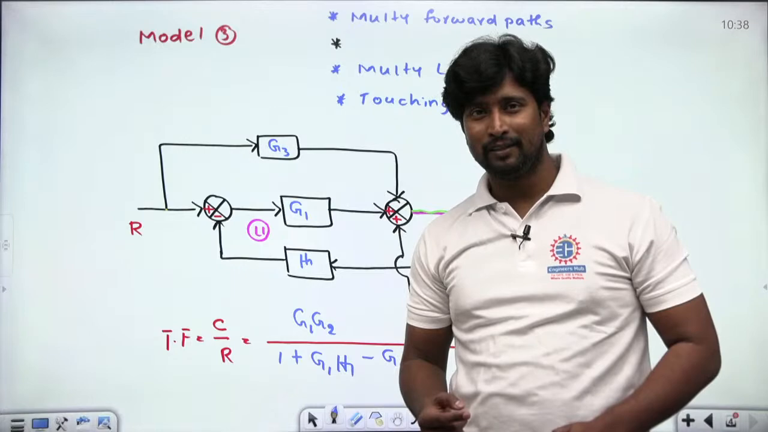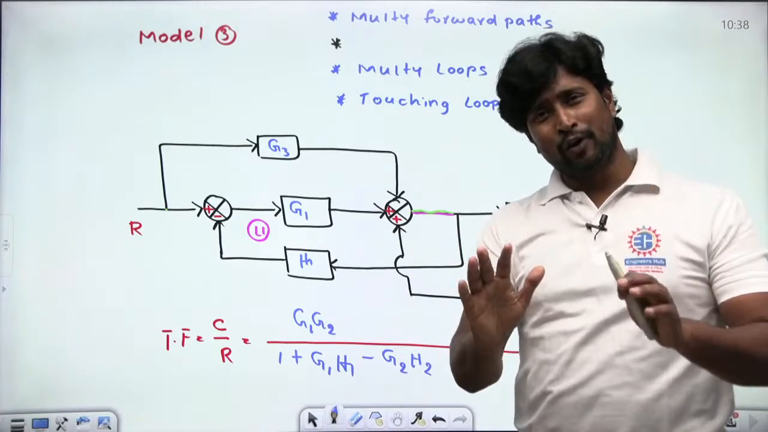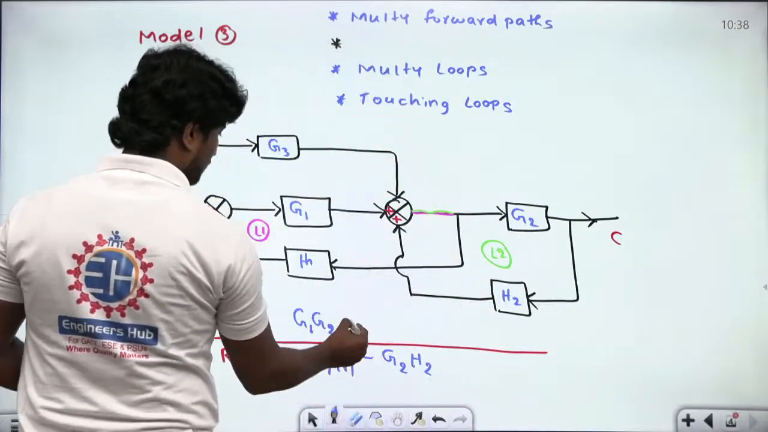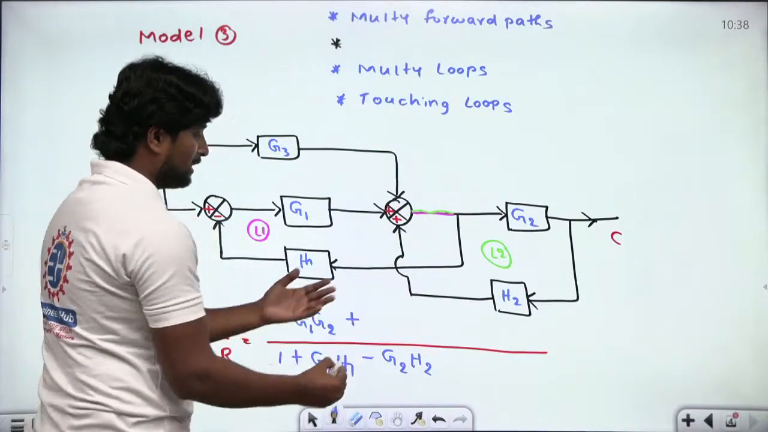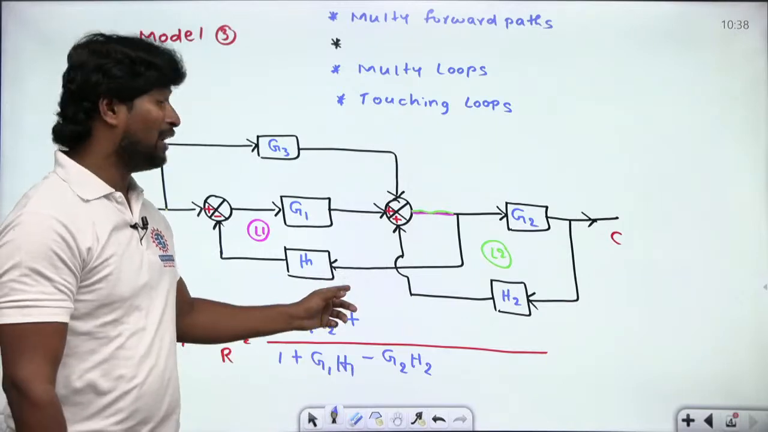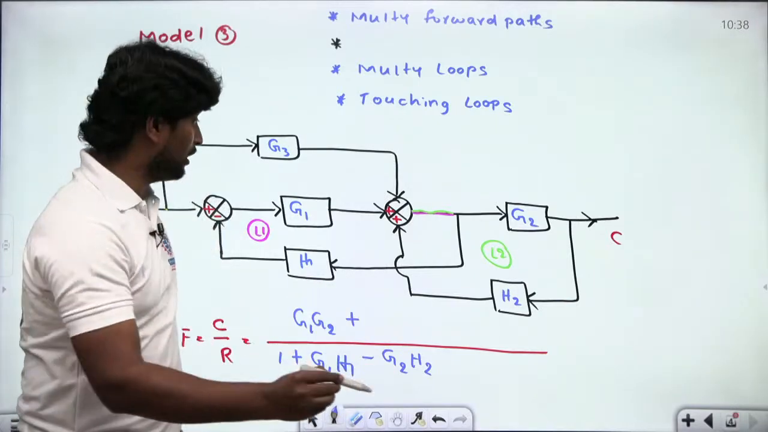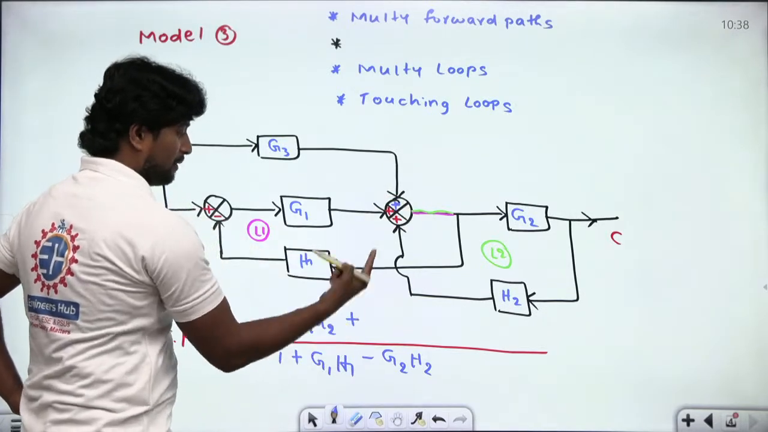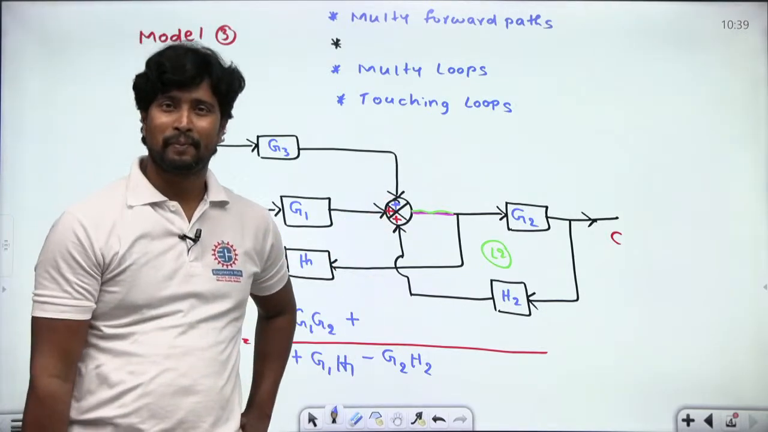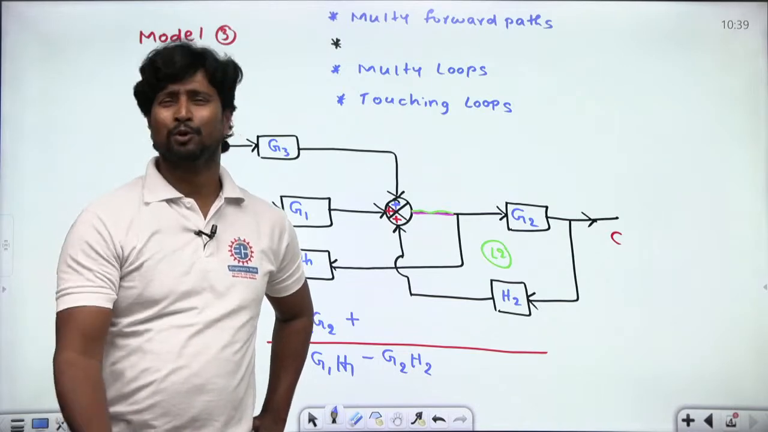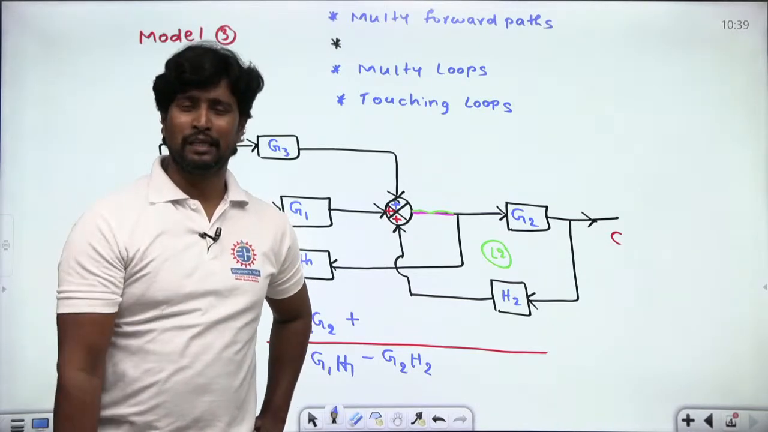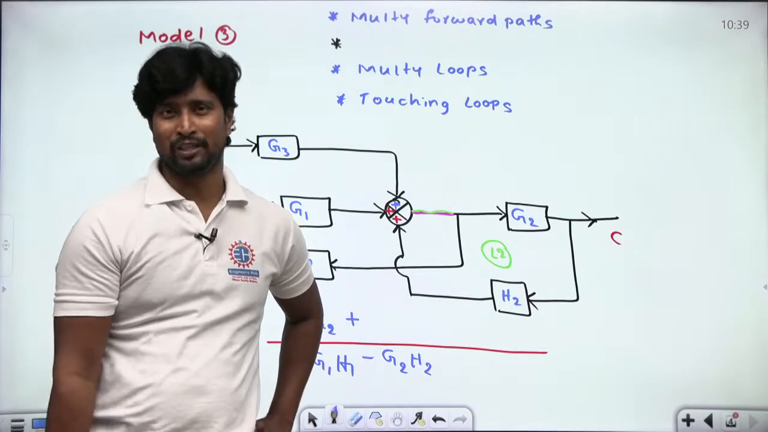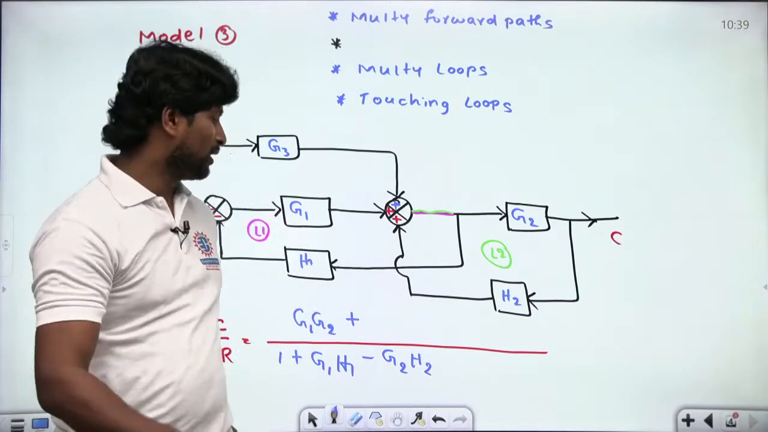Got the clarity or not? Luckily, here the forward path is touching all the loops, so no need for the extra term. And plus the second forward path. Sir, is it always plus or minus? Guys, listen carefully. If it is a plus, it's a plus. If it is a minus, it's a minus. Are you clear? Most probably, for forward paths, the signs are positive.